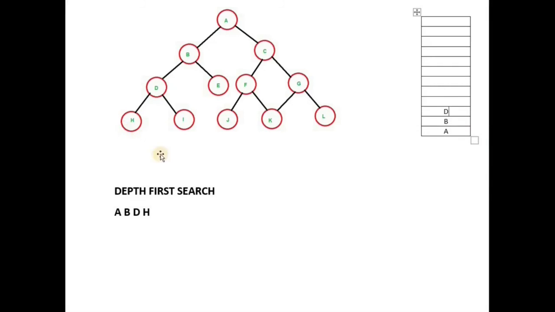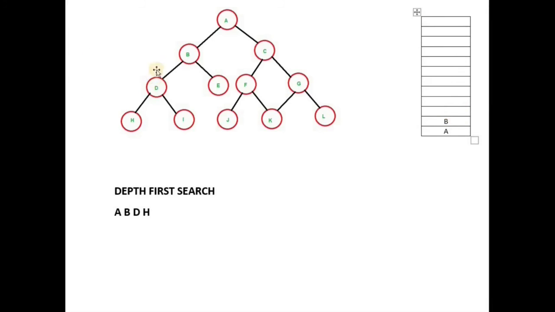From H I cannot visit anywhere. So I have reached my limit. That is the maximum I can go in depth. That is H. From H I cannot go anywhere. So then I will go back to my previous node. For that, like I told you, in a stack it is last in, first out. So first I will remove D.